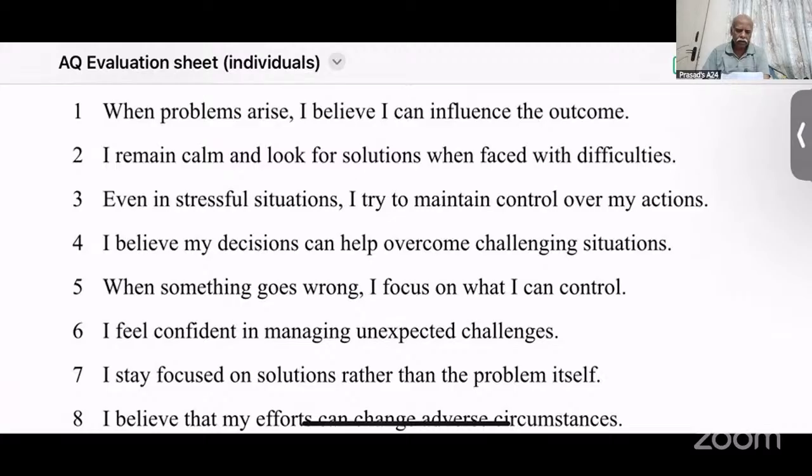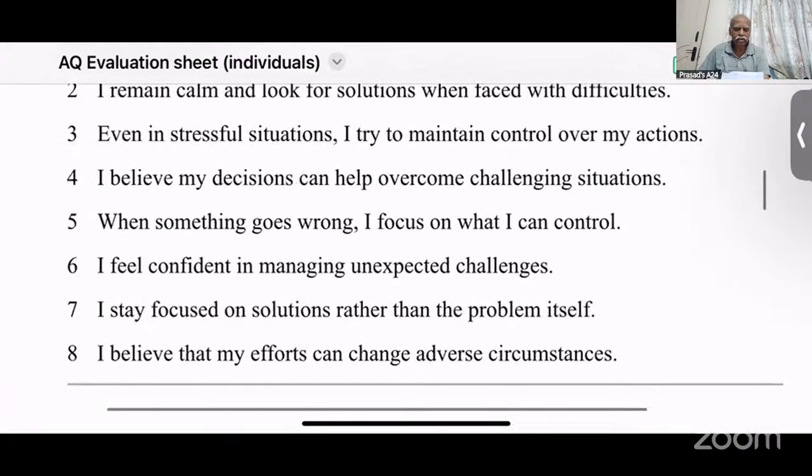Third one, even in stressful situations, I try to maintain control over my actions. Fourth one, I believe my decisions can help overcome challenging situations.